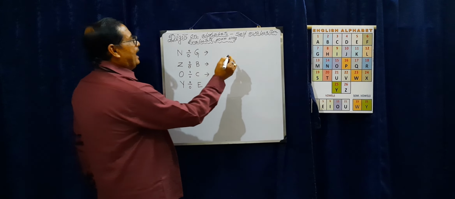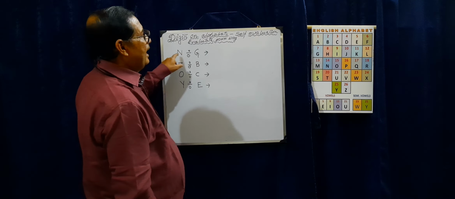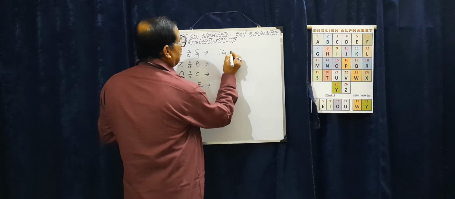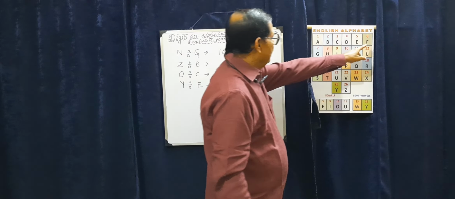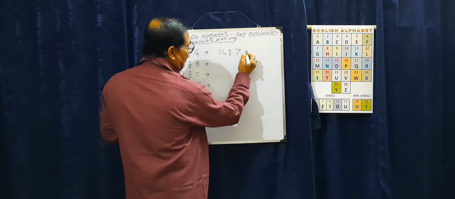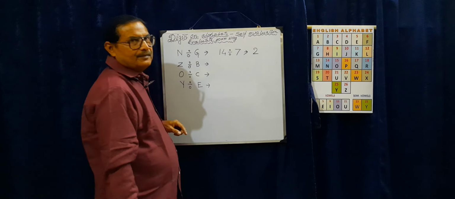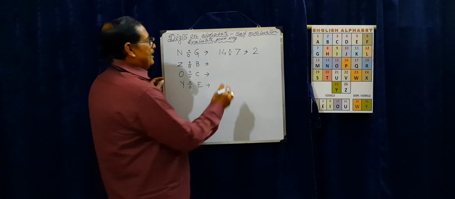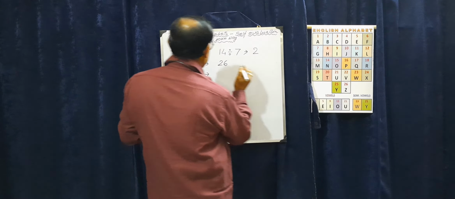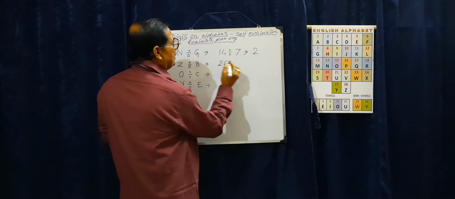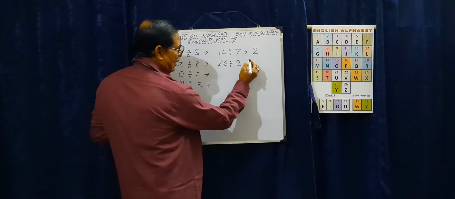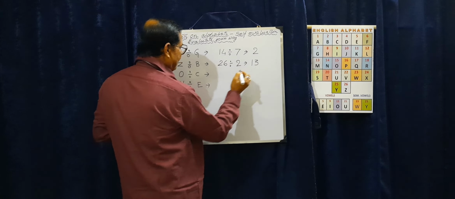Now let's see N divided by G. N representing 14 divided by G representing 7. So definitely the quotient will be 2. Z representing 26 divided by B representing 2. So quotient will be 13.